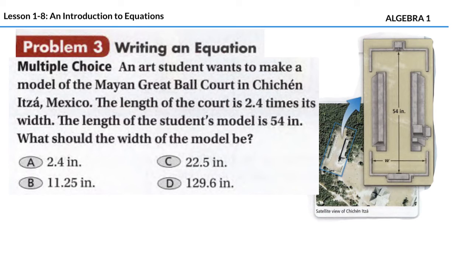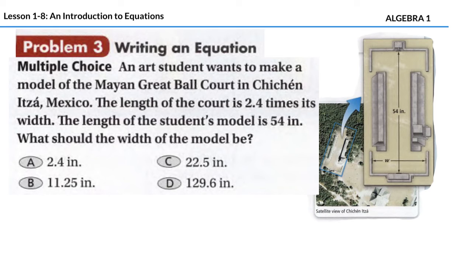The length of the court is 2.4 times its width. So the length of the court, if you watch the figure, is 2.4 times its width. They have labeled the width as W. The length of the student's model is 54 inches. What should the width of the model be? And you have a multiple choice.